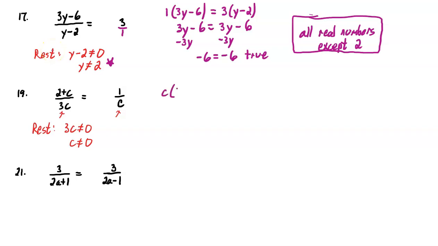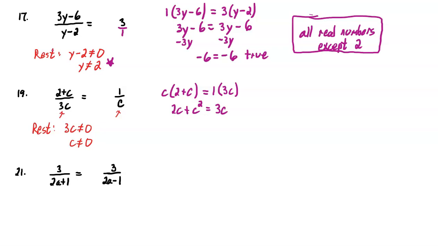c times 2 plus c is equal to 1 times 3c. c times 2 is 2c. c times c is c squared. And on the right side, we have 3c. This is called a quadratic equation. The highest exponent is 2.